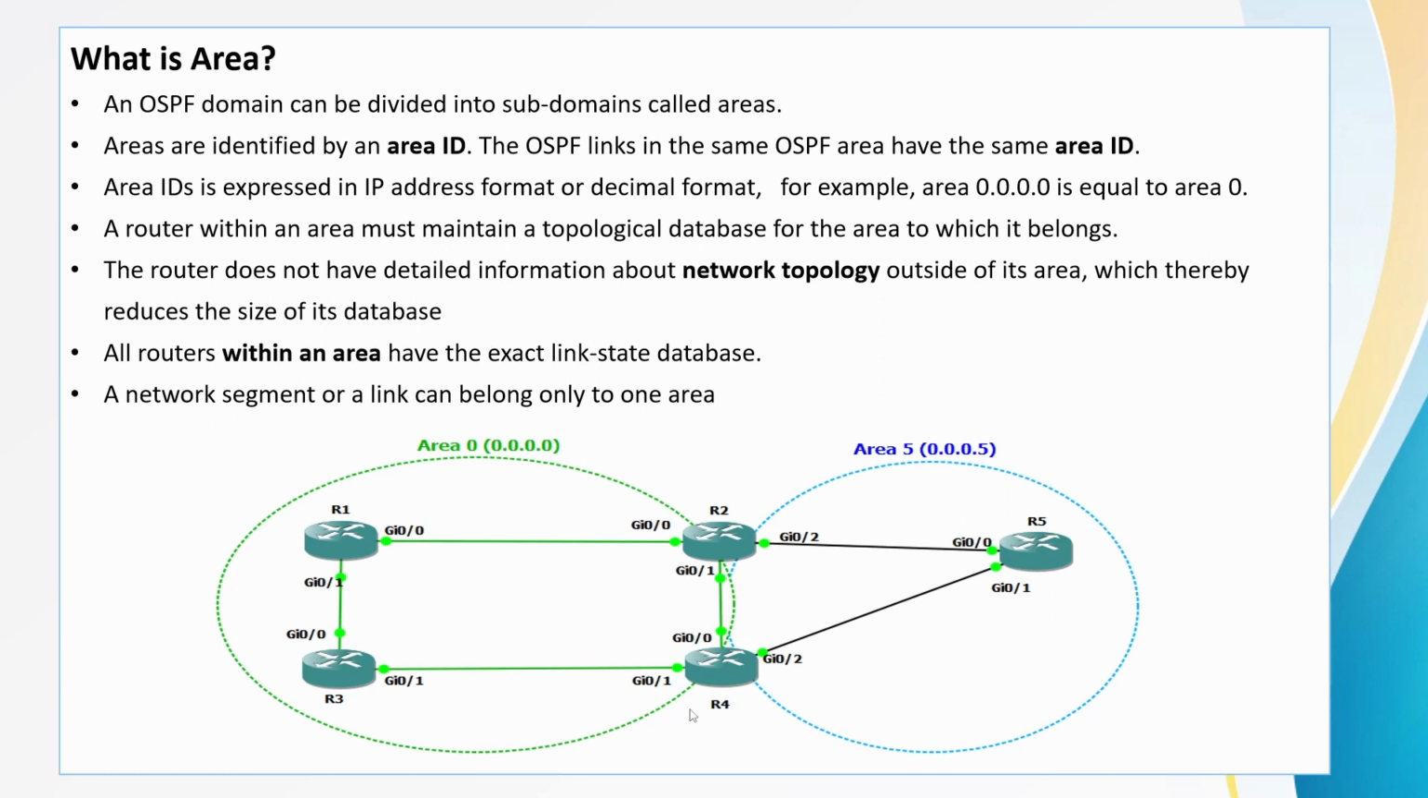Take a look at the link between R2 and R4. There's one link between R2 and R4. This link can only belong to one area. It can either belong to area 0 or belong to area 5. It cannot belong to both areas. In this diagram, this link belongs to area 0.